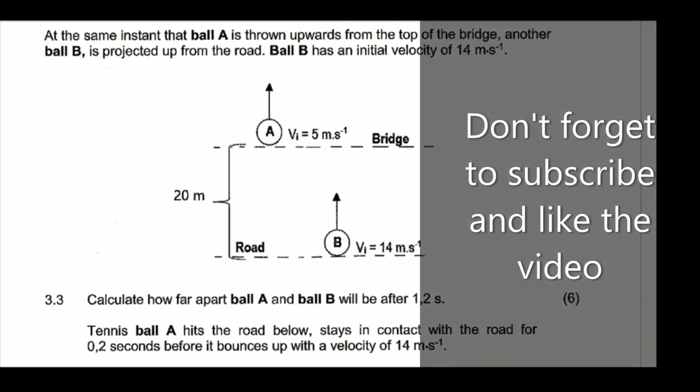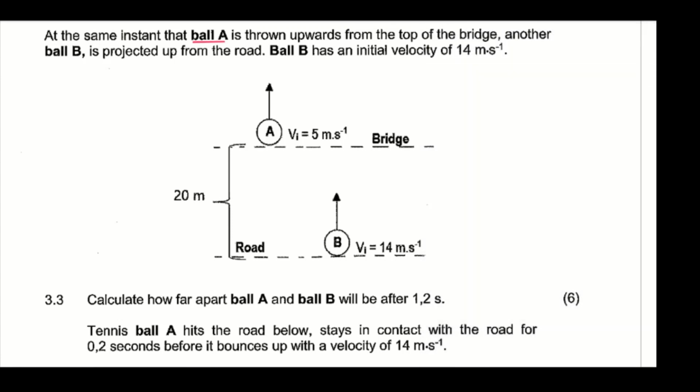So now the statement says that at the same time that ball A is thrown upwards from the top of the bridge, another ball B is projected up from the road. Ball B has an initial velocity of 14 meters per second. 3.3 says that we should calculate how far apart ball A and ball B are after 1.2 seconds.